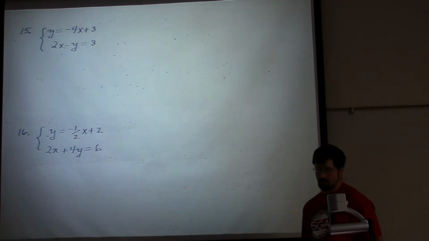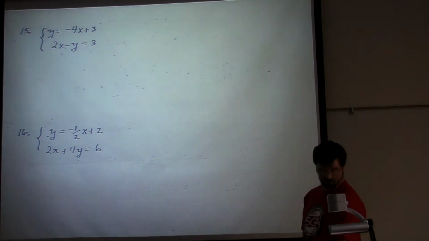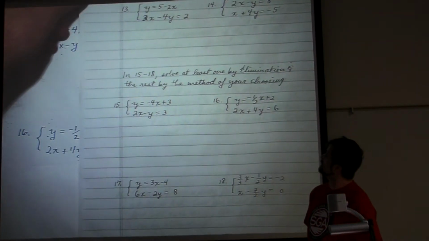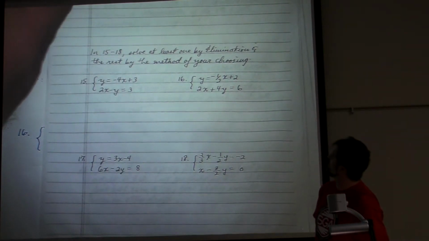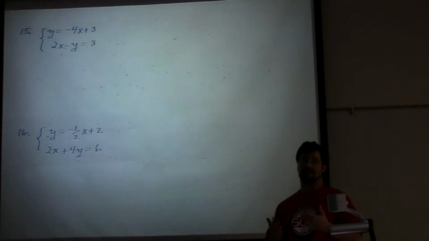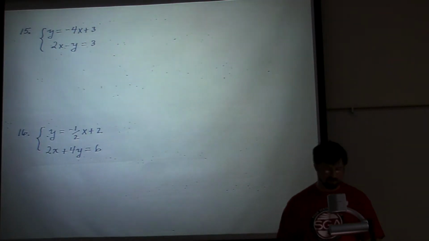Alright, so I'm finishing off these review videos. The directions on this test for numbers 15 to 18 were: solve at least one by elimination and the rest by the method of your choosing. Since it's up to me, I'm going to do them the way I thought was the easiest. If you did it a different way, it's all good.